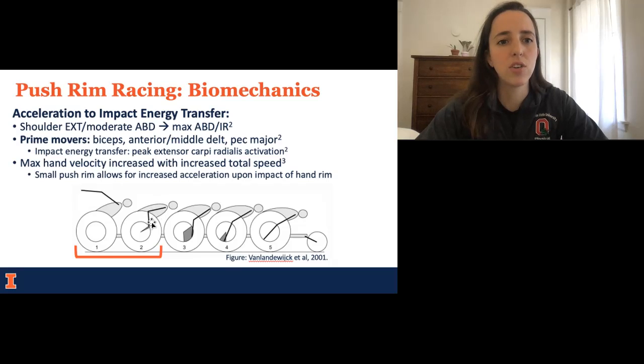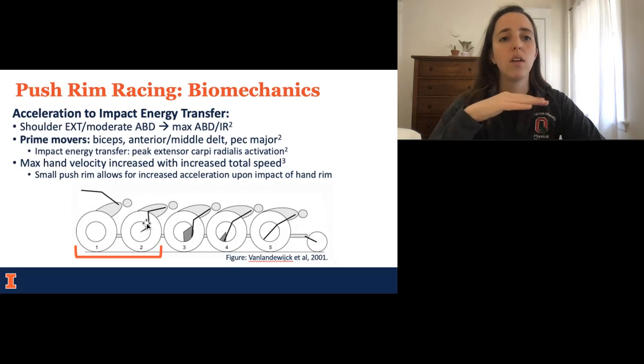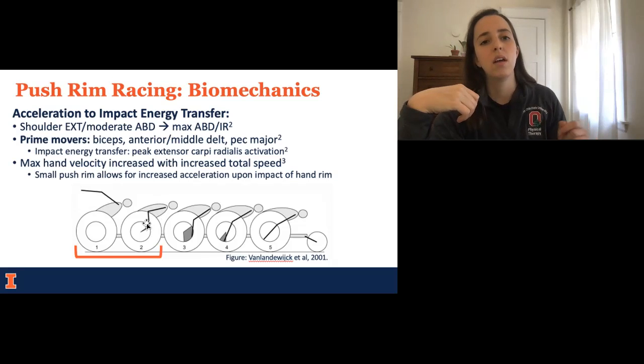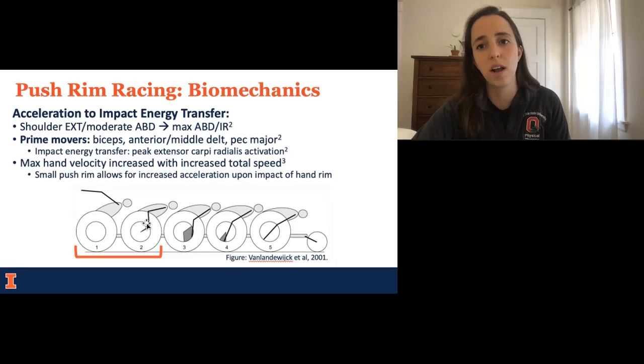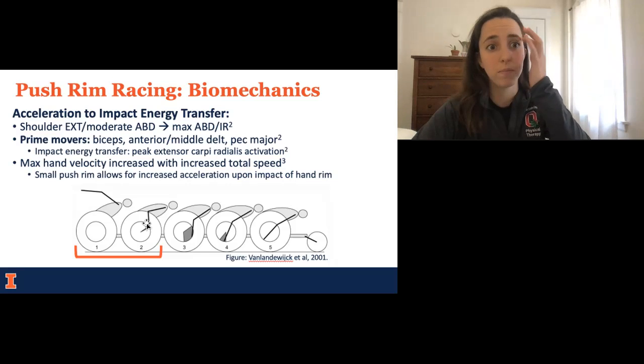During impact energy transfer here, you're going to get peak extensor carpi radialis activation, and your max hand velocity, so going from all the way up here to all the way down here, is going to increase with increased total speed. So as you go faster, you're going to try to get those hands moving as fast as possible. When they hit the ring, your hands are going faster than the ring, because if your hands are going slower than the ring, then you're going to effectively slow yourself down. You're just going to have the opposite effect of what you want.